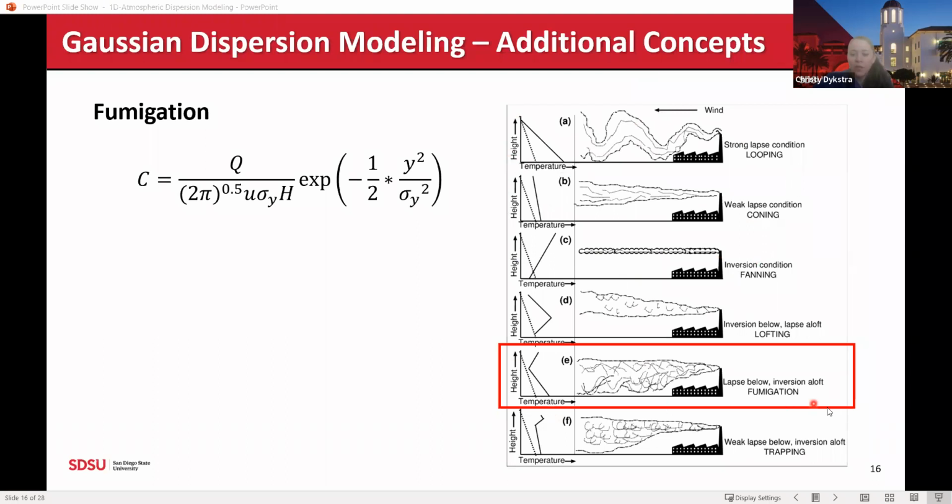And so here we have fumigation. This is where we typically have a low temperature in the middle, high temperature here, and then higher temperature above. So kind of the opposite, if you will, of a temperature inversion. And we have an equation for it here. We're not going to really deal with these other types of movement. But I did want you to just see that we have other types, and we can find different equations and models based on how our temperature and height profile look.